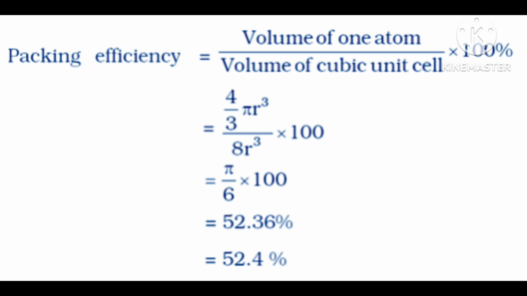And in HCP or CCP, 4 can be accommodated. But in this case, simple cubic lattice, only 1 can be accommodated. Then what will the volume of the occupied space be? Only 1 cube is there, and in 1 cube, only 1 sphere is there.